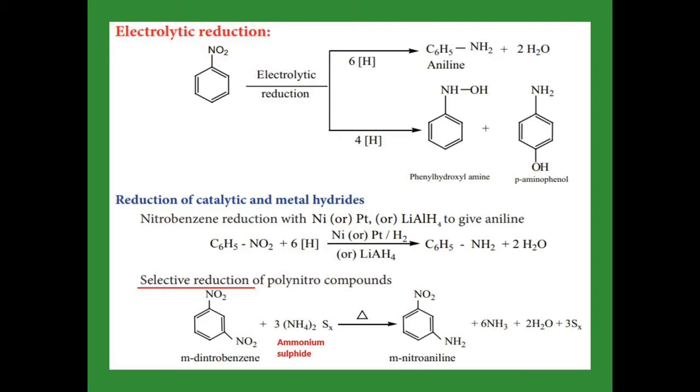The next one, selective reduction. Selective reduction takes place with polynitro compounds. Ammonium sulfide is added with meta-dinitrobenzene. The meta-position nitro alone is changed into NH2, aniline. So that is called meta-nitroaniline. Benzene with the NH2 is called aniline, and here that NO2 is retained at the meta position, so we get meta-nitroaniline, and then we get the byproducts of 6 moles of ammonia, 2 moles of water and 3 moles of sulfur.